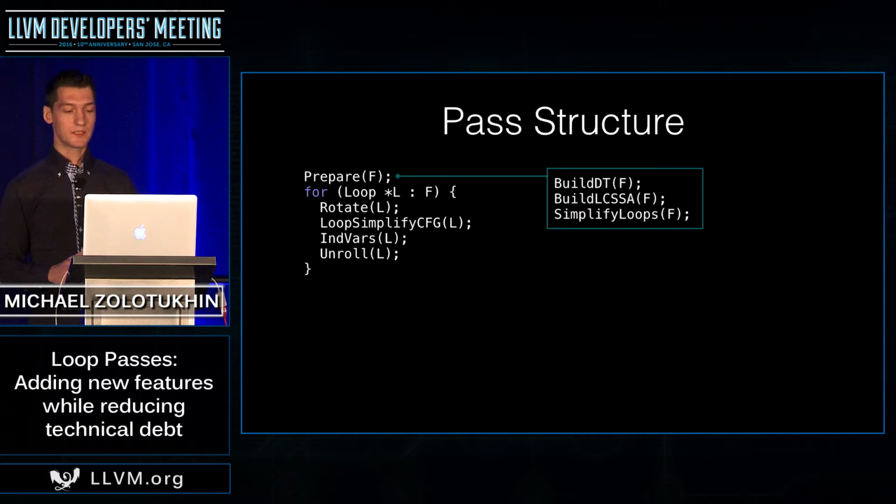So all this analysis is computed before loop passes, and every loop pass expects them to be valid, which means that every loop pass is also responsible for preserving them. So for instance, if we change the control flow graph, then we also need to update the dominance tree correspondingly. If we talk about loop unroll, it does change the control flow graph. So it also needs to update the dominance tree.